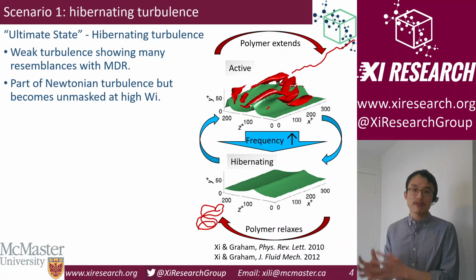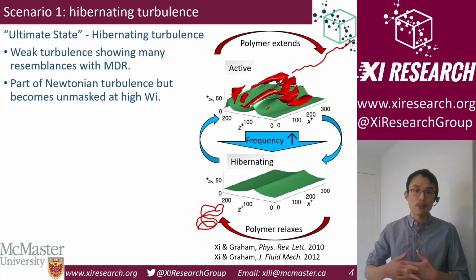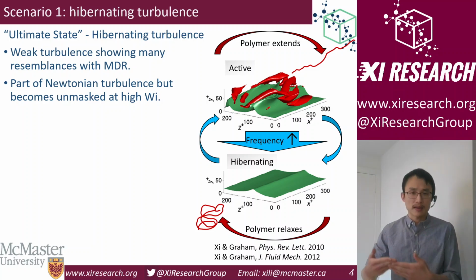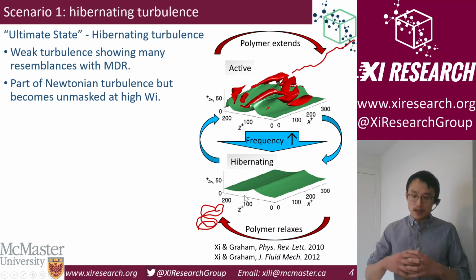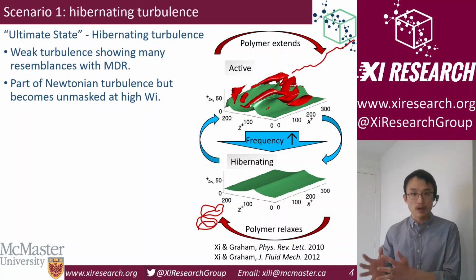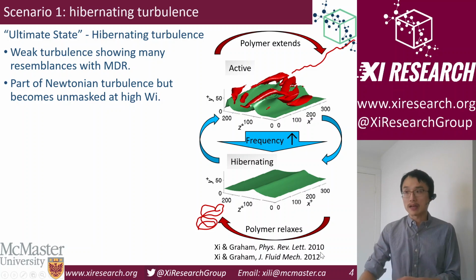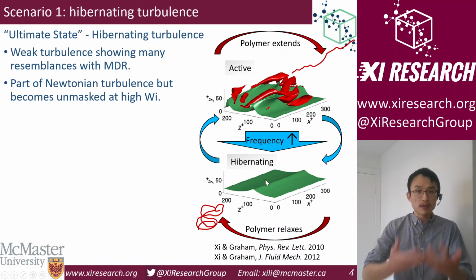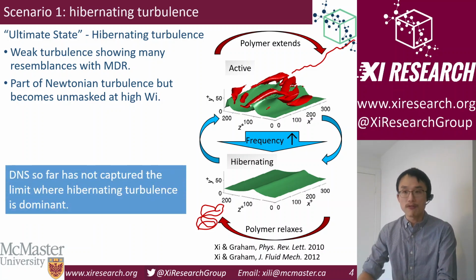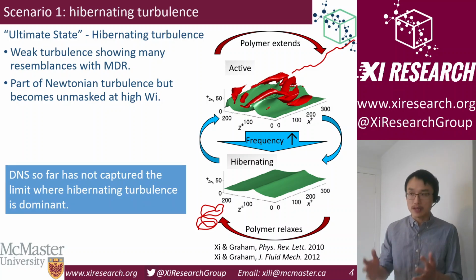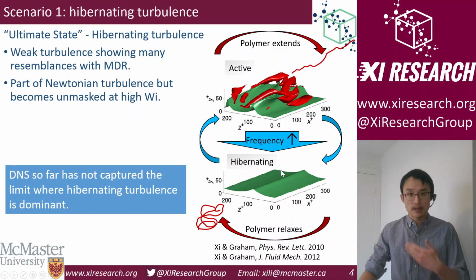And because there's a lot of similarities between hibernating turbulence and what we know about MDR, it was hypothesized that the MDR is a limit in which active turbulence becomes rare and hibernating turbulence becomes the overwhelming majority. This picture can really well explain both the existence and universality of MDR, because this hibernating turbulence is essentially a structure that is fundamentally Newtonian and not affected by polymers. The problem is that we don't have enough evidence for this picture. So far, direct numerical simulation cannot capture this limit in which hibernating turbulence is the overwhelming majority, as has been hypothesized.